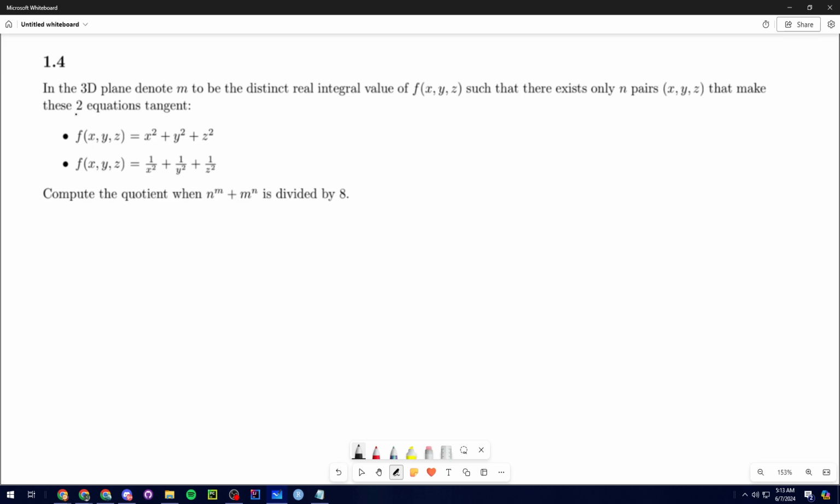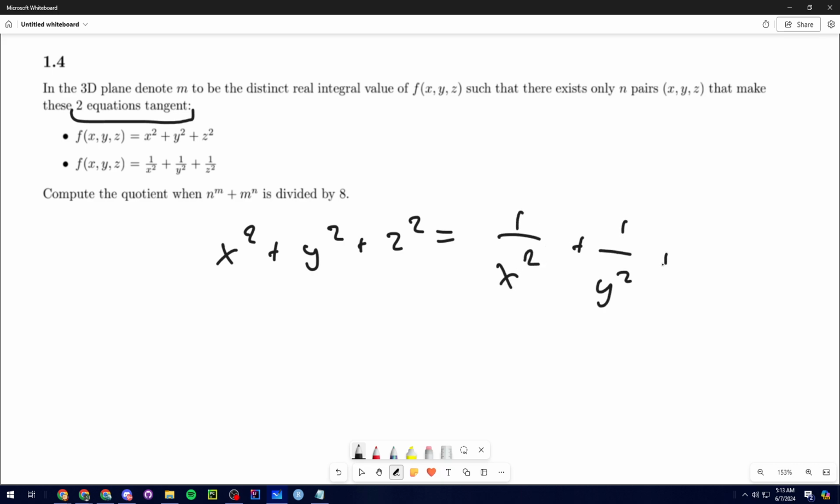So with these, what does it mean for two equations to be tangent? That just means meets once, or in other cases just has a solution. So that means that these two are equal, so x squared plus y squared plus z squared is equal to 1 over x squared plus 1 over y squared plus 1 over z squared. Now you're going to be like, okay, well, how do I solve this? But there's a really nice hint.